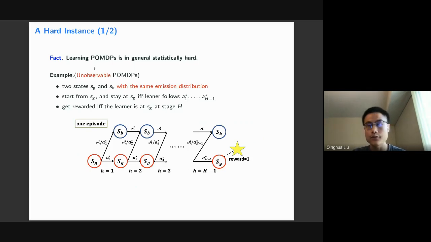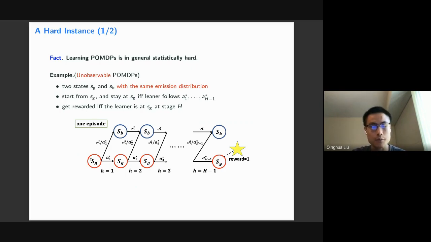Okay, let's go back to this example to explain why learning POMDPs is hard. So in this POMDP, there are two states, a good state s_G and a bad state s_B. And these two states have the same emission distribution. In other words, no matter what the current hidden state is, you always observe the same emission. And we define the transition dynamics in the following way.